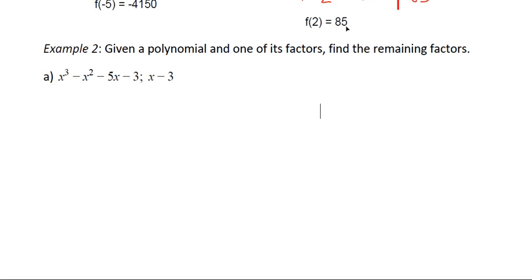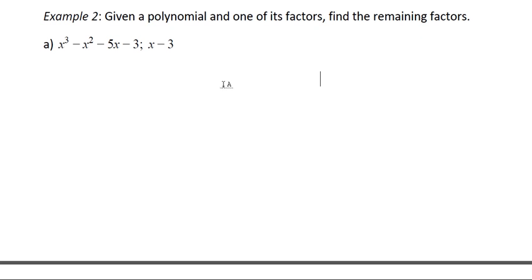Okay, so we just finished finding that f of 2 is 85. The next kind of problem is, if they give us a polynomial, so we have x cubed minus x squared minus 5x minus 3, and one of those factors they tell us is x minus 3, find the remaining factors.